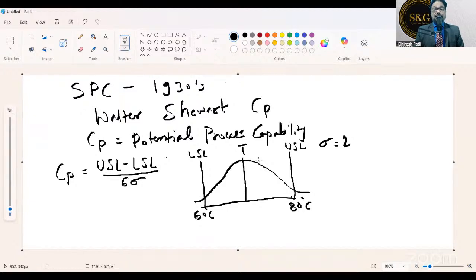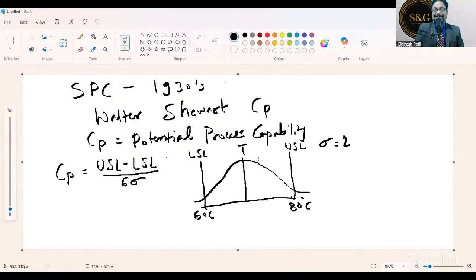Can you just calculate the Cp value and let me know the answer? 6 times standard deviation. Yes, multiply the denominator by 6. 2 into 6, so 12, the denominator will be 12. So 1.66 would be the right answer. Correct, everybody? 20 divided by 12 will be 1.66. Everybody with me? Did everyone understand Cp? So this particular process is a 1.66 capable process, Cp 1.66. Understood the Cp formula? How do we calculate it? Upper specification minus lower specification divided by 6 times standard deviation.